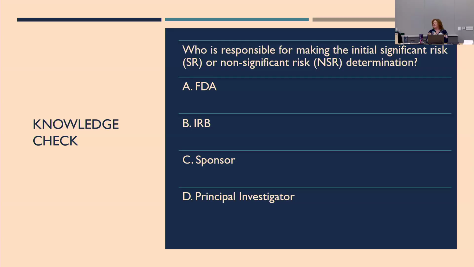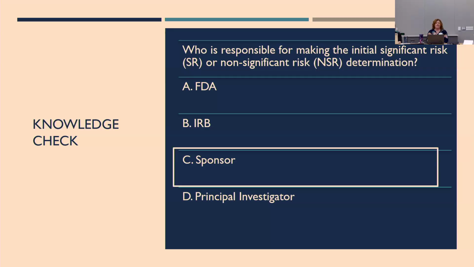Results are coming in quick on this one. Just ended it. Okay, so 100% said the sponsor. So in the scenario where you have an IIT study, we've got a sponsor-investigator. Clearly, that's going to be the investigator, and in their sponsor role, they would need to provide that justification.